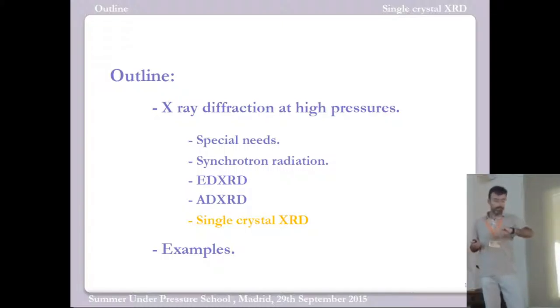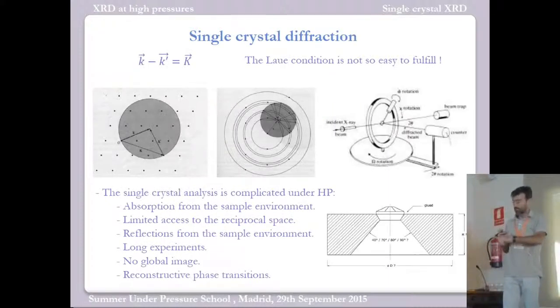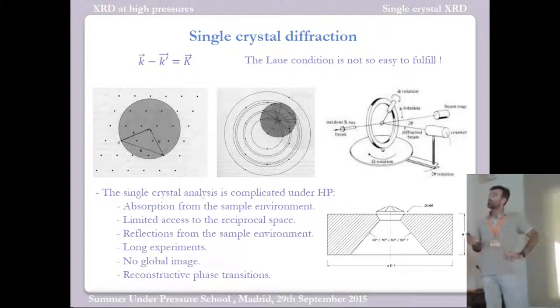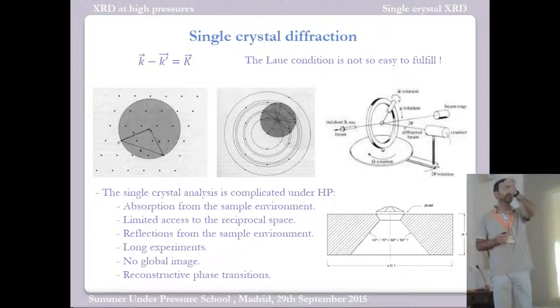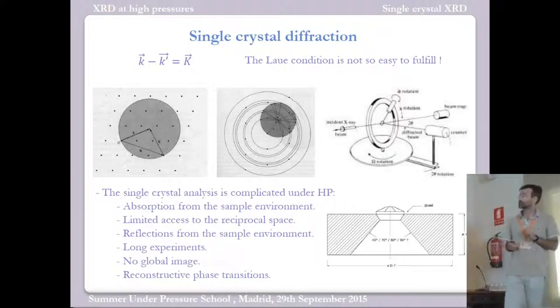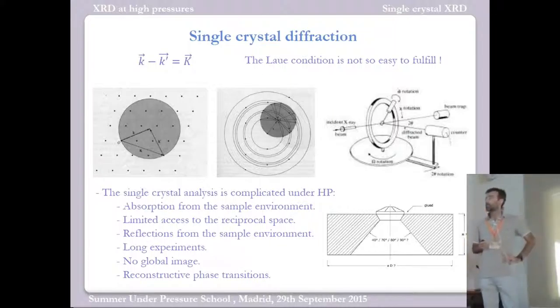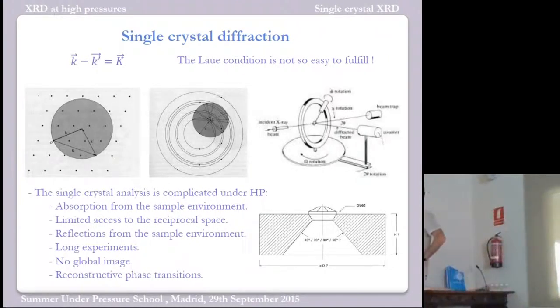So, single crystal X-ray diffraction. First of all, single crystal is not as easy as powder diffraction. We have to fulfill a vectorial condition, the Laue condition, and that's not so easy. You have to orientate the sample, and then you have to look for the diffraction at a given direction. So usually you need four circles, goniometers, and point detectors. The single crystal X-ray diffraction technique is a very well-established technique, which is complicated under high pressure.